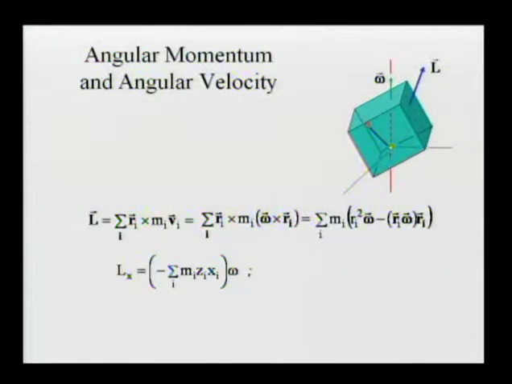Now let's look at the individual components. Here is how vector L is related to angular velocity, and we see that it is not in the same direction. I cannot easily pull out the angular velocity here and have a number times angular velocity. So let's look at each of the components of angular momentum, and we will see that every component of angular momentum is affected by this one component of angular velocity, which says that angular momentum and angular velocity are not in the same direction.